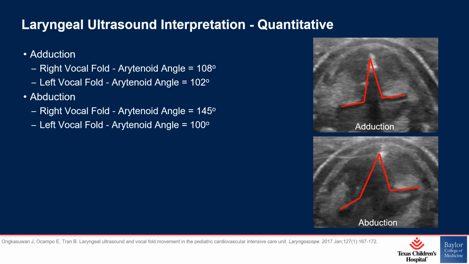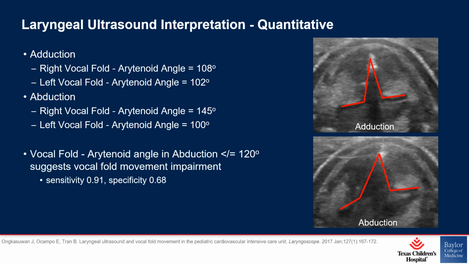Here you can see a summary of the measurements that we took in the previous two slides. We have found that a vocal fold arytenoid angle in abduction of less than or equal to 120 degrees suggests a vocal fold movement impairment. So this particular case has a left vocal fold movement impairment.